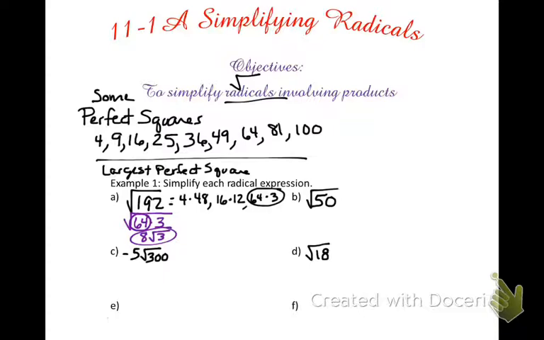So let's try B, square root of 50. Well, what's the perfect square that can go into 50? It's not 4, it's not 9, it's not 16, 25. Yes, 25 works. So I have the square root of 25 times what gets me 50, times 2. And then I circle 25. Well, the square root of 25 is 5. And what's left over stays in the square root. So it's 5 square root of 2.